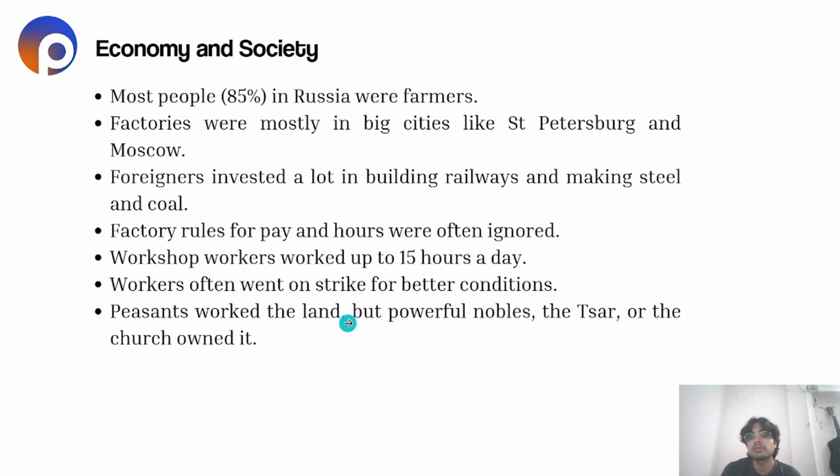Peasants worked on land, but the powerful nobles, who were the rich landowners, the Tsar or the church owned it. So they owned the land. Meanwhile, the peasants were the ones who were cultivating the land. They were working and were exploited by the powerful nobles.